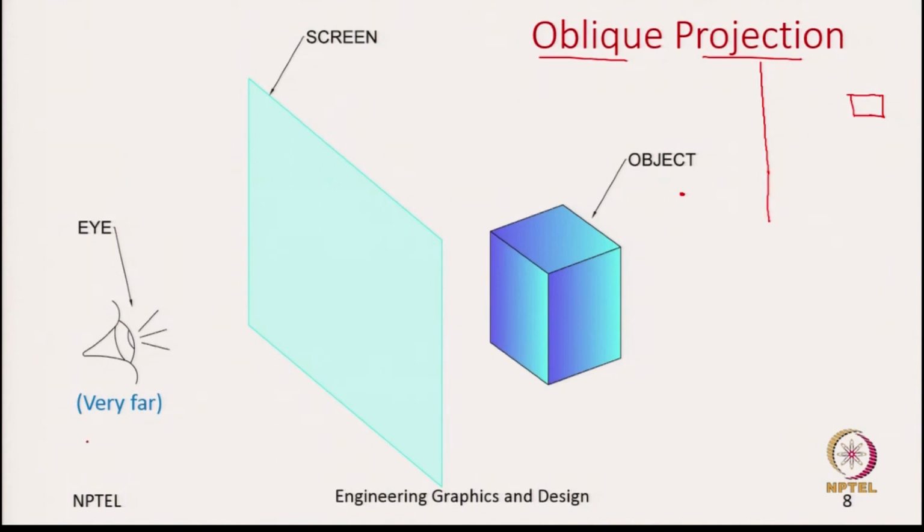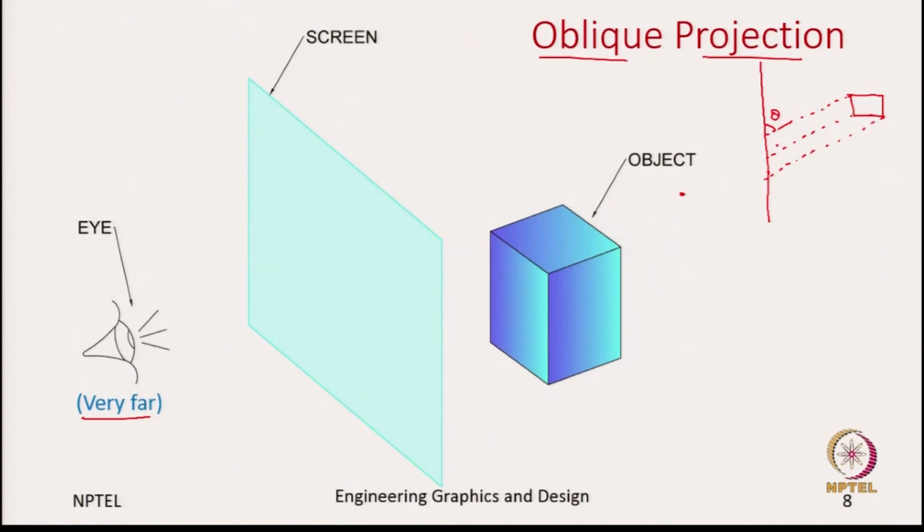Since we are saying that the observer is very far, we have all the projectors as parallel lines. So, how will the projectors look? All parallel lines going towards the observer. Now, what we see is these projector lines intersect the projection plane at an oblique angle. So, the angle is other than 90 degrees.